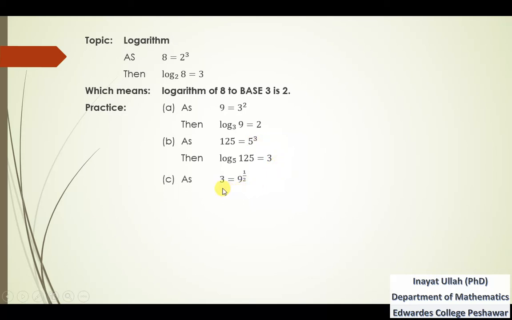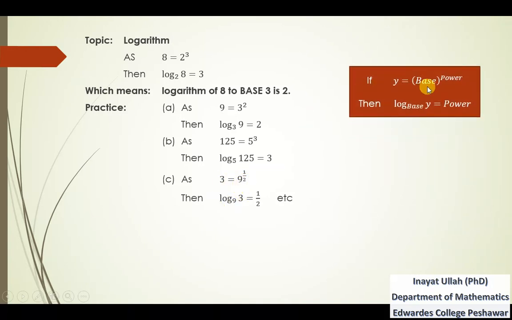Similarly, 3 can be written as square root of 9. Whenever we write this exponential form in the form of log, we'll write log on that side and make this base the base of the log, and leave this power towards the right side. So that is the logarithmic notation of this exponential form.